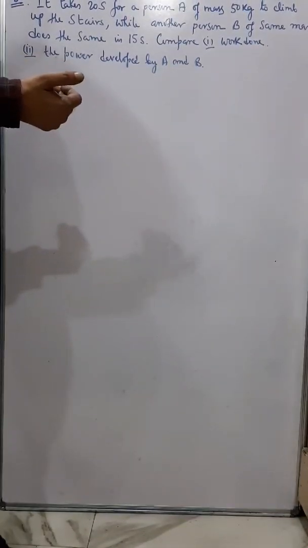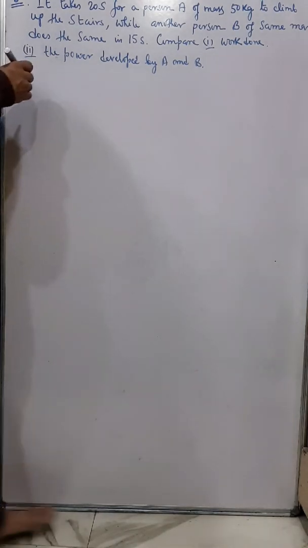In fact their mass is also same. So mass of A is also 50 kg, mass of B is also 50 kg. So that means their mass is same. And you know that work done is m into g into h. Now m is same, g is also same for both, and height is also same for both. So therefore their work done is same.